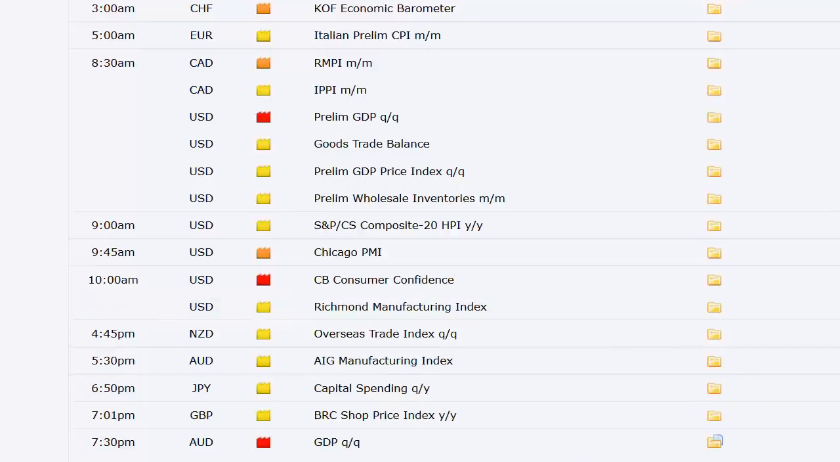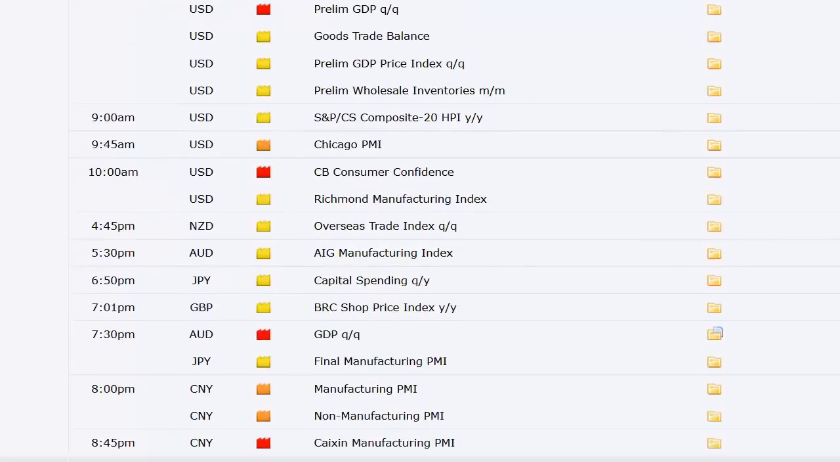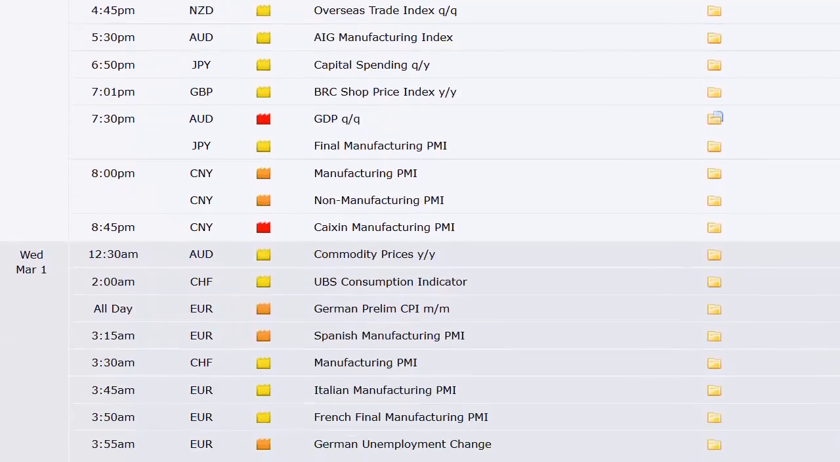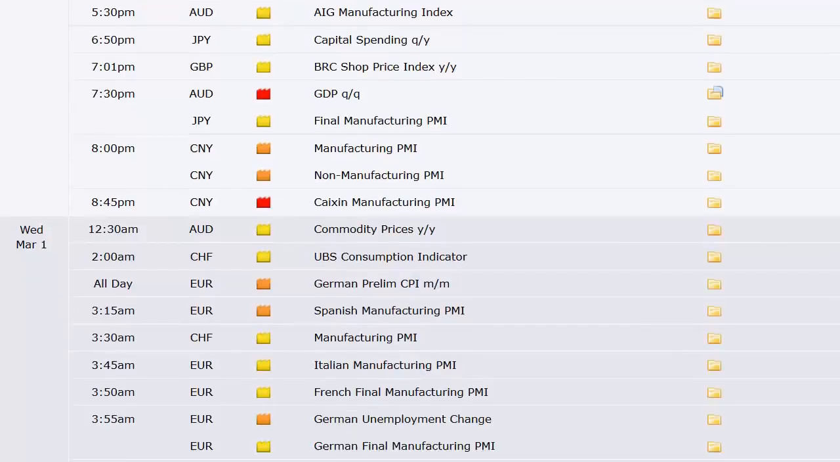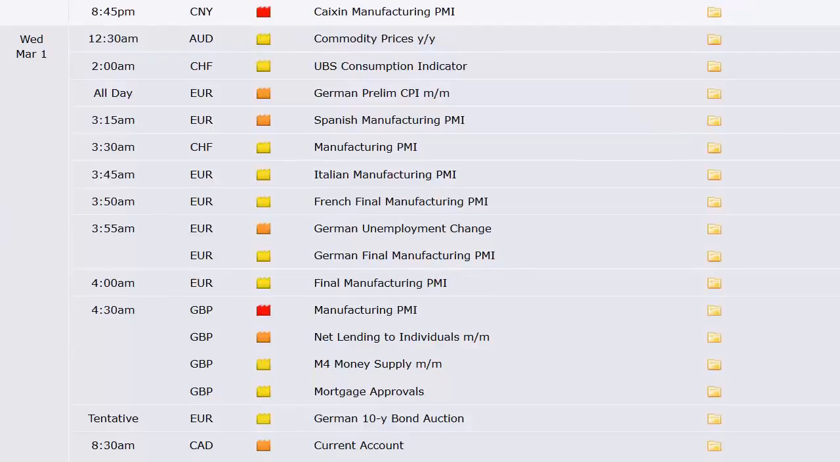Wholesale inventories, Chicago PMI, housing price index, consumer confidence, Richmond manufacturing index. A lot of data here in the U.S. Tuesday morning. Overseas trade index out of New Zealand, AIG manufacturing index out of Australia. Capital spending out of Japan, BRC shop price index out of the UK, GDP out of Australia, manufacturing PMI out of China and Japan. Going into Wednesday, Australia, commodity prices, UBS consumption indicator out of Switzerland, German preliminary CPI, Spanish, Italian, French, German, and the broad European and Swiss and UK manufacturing PMI data.